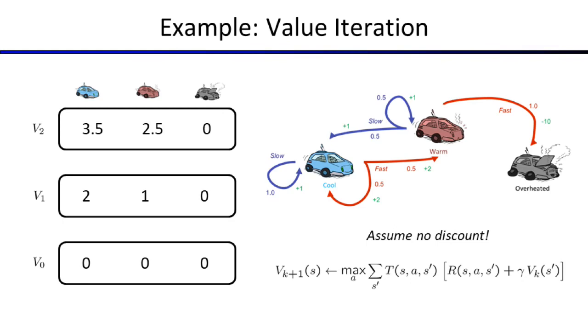For the red state, you also have two options. You can go slow and then act optimally. That gives you a plus 1, and then you're in the same state where you have 1 50% of the time or 2 50% of the time. This gives you a value of 2.5. Or go fast, which again gives you negative 10. So your optimum choice in this state is the 2.5, going slow.